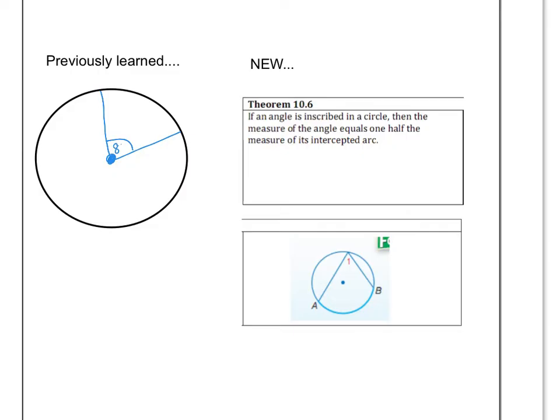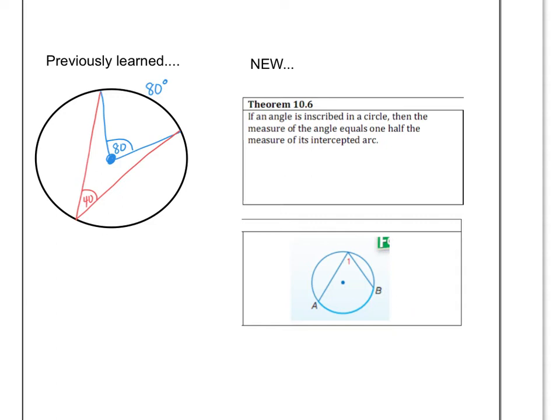And remember, if the central angle is 80, then the intercepted arc is also 80 degrees. What we're going to learn today is that if we have an inscribed angle that opens up to that same arc, for instance this red angle down here, that angle is not 80 degrees, it's actually 40 degrees. It's going to be half of the intercepted arc. So we have to keep straight central angles and inscribed angles. Central angles have the same measure as the arc. Inscribed angles have half the measure of the arc.